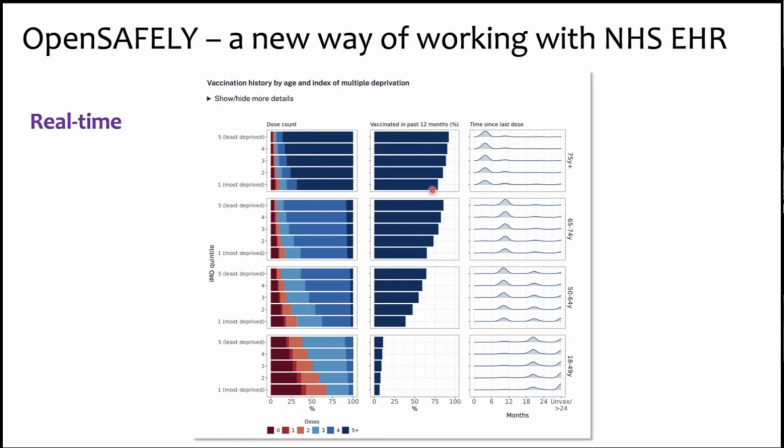And that's why OpenSAFELY could create these really very nice and informative real-time data during the pandemic, looking at who gets the vaccine, who doesn't get the vaccine, split by, here, deprivation. And really inform NHS England who has not received the vaccine yet and who has.